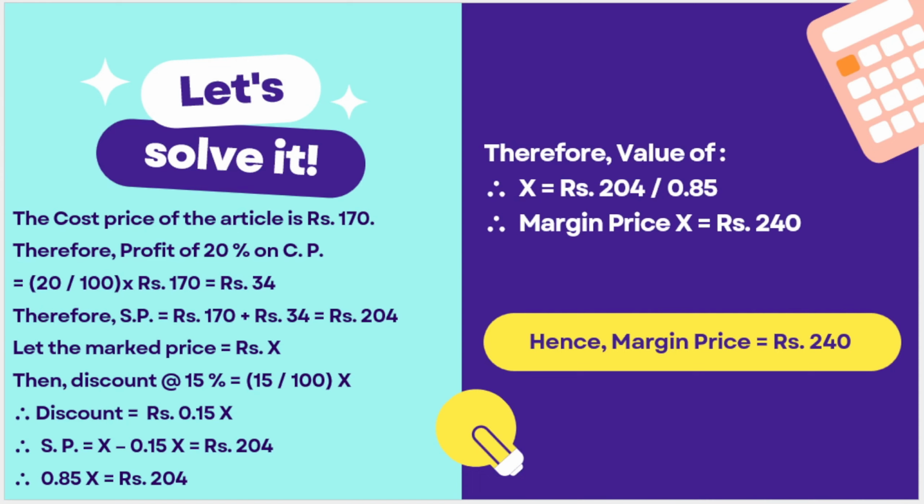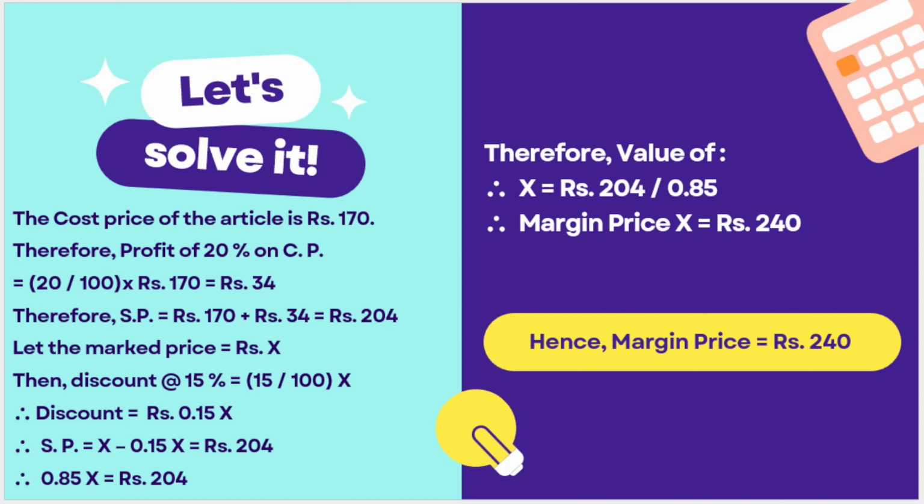Therefore, the profit at the rate of 20% on cost price can be calculated as equal to 20 divided by 100 multiplied by cost price of rupees 170, which comes to rupees 34. Therefore, the selling price can be calculated to be equal to the cost price of rupees 170 plus profit of rupees 34, which comes to rupees 204. Now, let the marked price be rupees x.